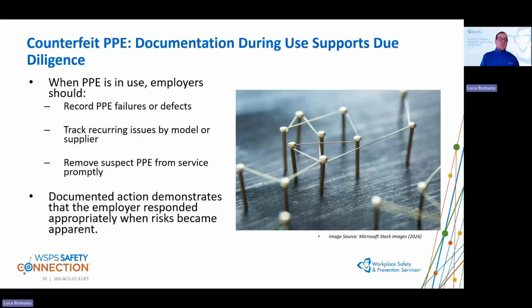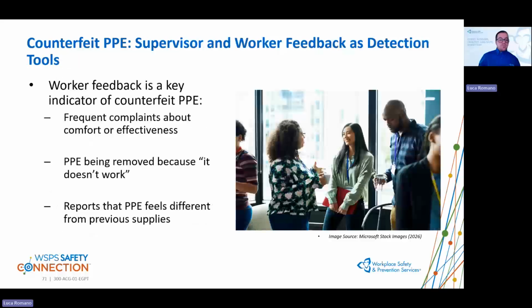So more specifically, if we're recording failures and looking at trends and noticing reoccurring issues by models or suppliers, we can document action and take preventative steps that should be appropriate. The other thing that's important is to actually work with workers and supervisors, especially since they're at the front lines often, and they are the ones that oftentimes will be using the equipment, testing it, or even inspecting it.